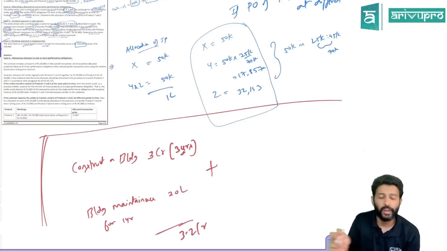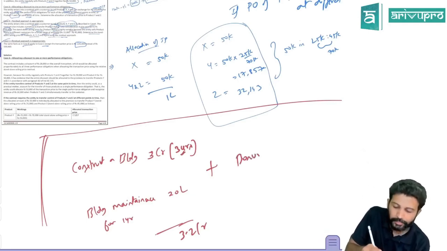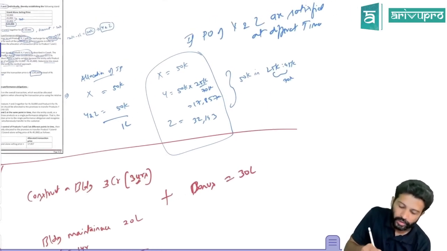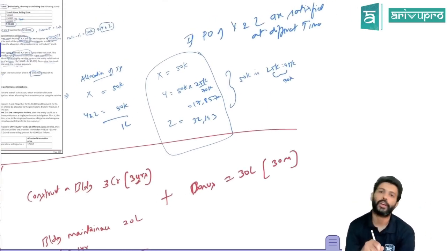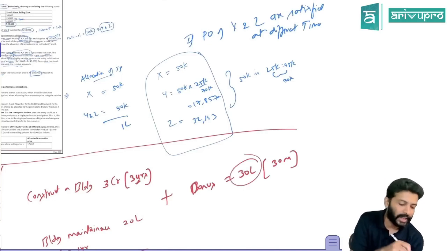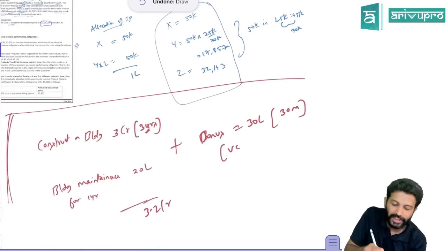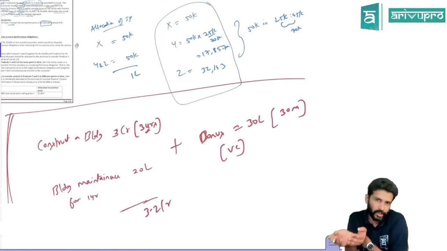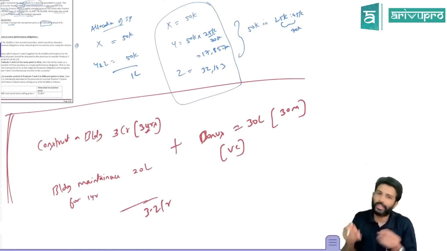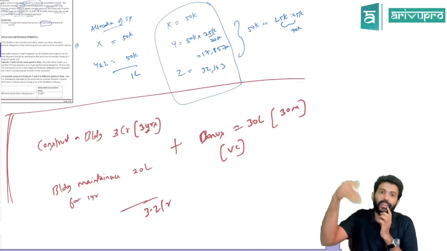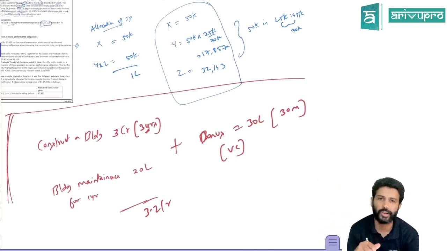Let's assume. Now there is also a bonus element, meaning you will get an extra bonus of, let's say, 30 lakh, provided you complete the construction within 30 months. Within about 2.5 years, if you construct the building, then you will get the 30 lakh bonus. This bonus is a variable consideration, because only if you construct the building within 30 months will you get it. Otherwise, you will not get it. That's the reason it's varying. It's not fixed. It depends on something else. Hence, we call it variable consideration.